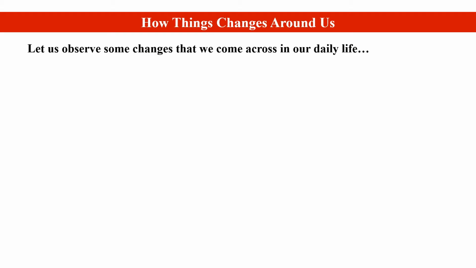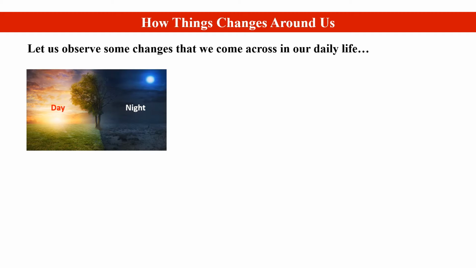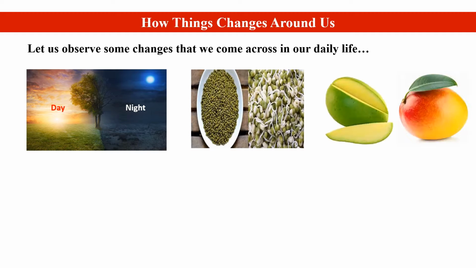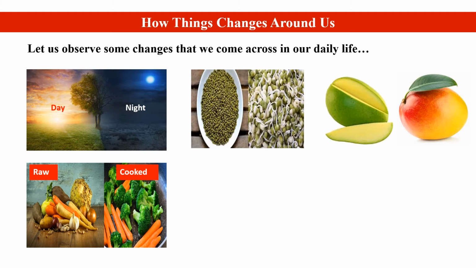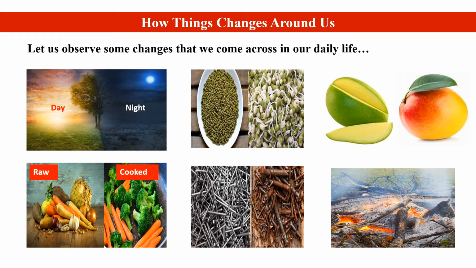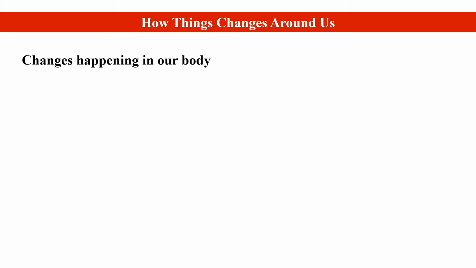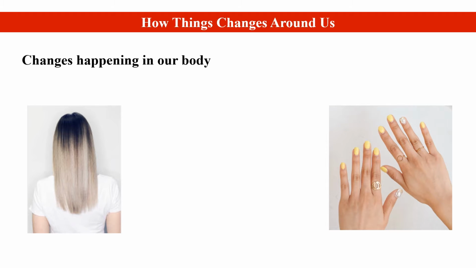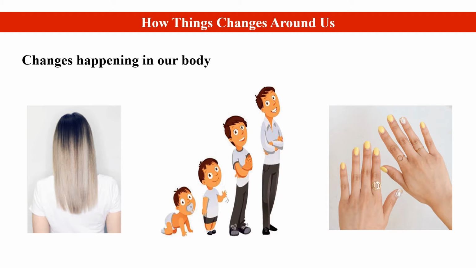Let us observe some changes that we come across in our daily life. Day changes to night. Seeds turn into sprouts. Raw mango turns into fruit. Raw vegetables upon cooking turn into cooked vegetables. In the same way, if you keep an iron object in open space, it forms a flaky layer which is known as rusting of iron. On burning fuels like coal and wood, it forms ash. Change is happening in our body also, such as growth of hair, growth of nails, gain in height and weight.